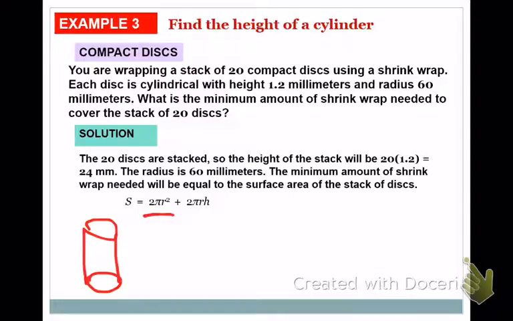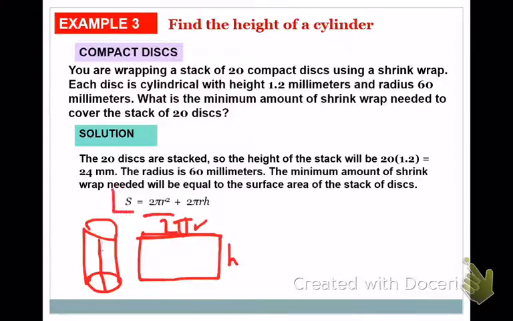So it's 2 pi r squared, and then the side part of the cylinder, you have to think of it like this. If we cut down one side and unfolded it, we would have a rectangle. The length of that rectangle would be the same as the circumference of the circle, just unfolded, and that's 2 pi r. Then h is the height. So that's how we get this area formula for a cylinder.